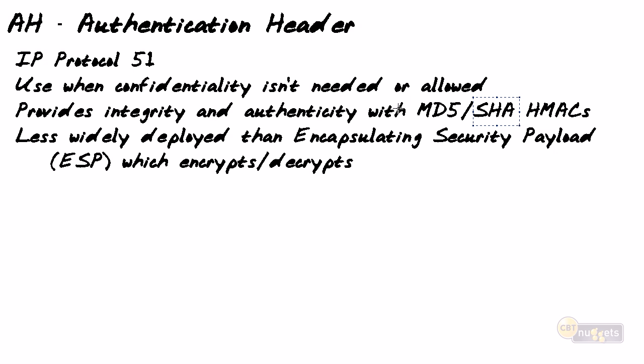It's less widely deployed than ESP, encapsulating security payload, the other protocol, because ESP does it all. It provides integrity, it provides authenticity, and it encrypts and decrypts. It provides confidentiality. Now, authentication header is still used. It's an integrity mechanism that you see natively in IP version 6. We also use authentication header inside of an organization or a campus when we want to provide integrity and authenticity between front-end and back-end servers, or between hosts and servers in the data center or the server farm. You don't need to encrypt it. You just want to make sure there's integrity and authenticity between the different peers that are communicating.